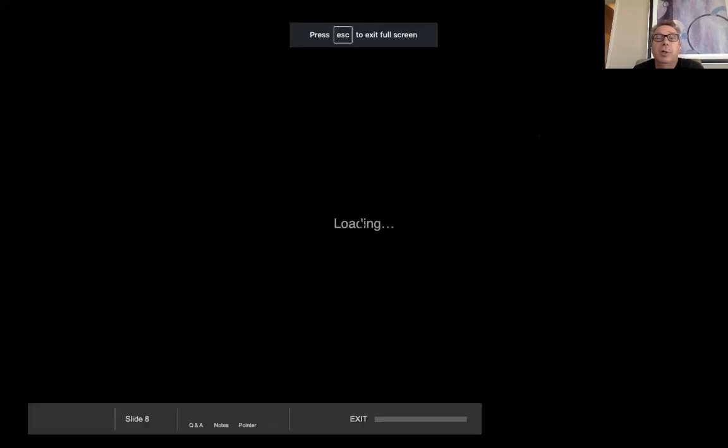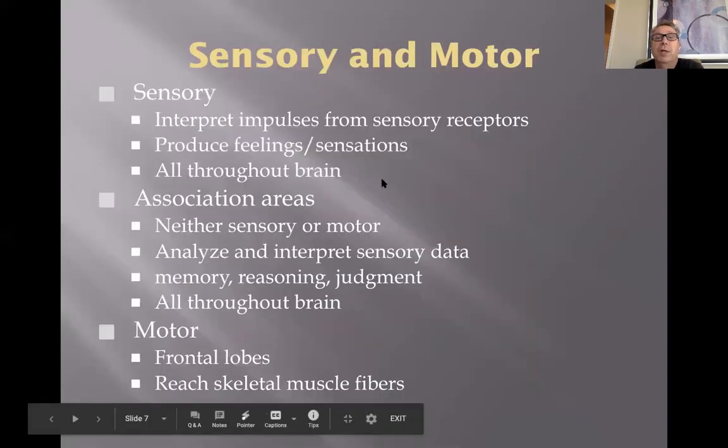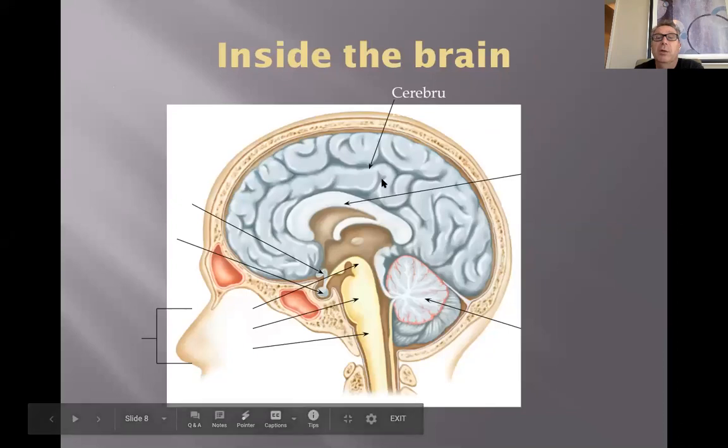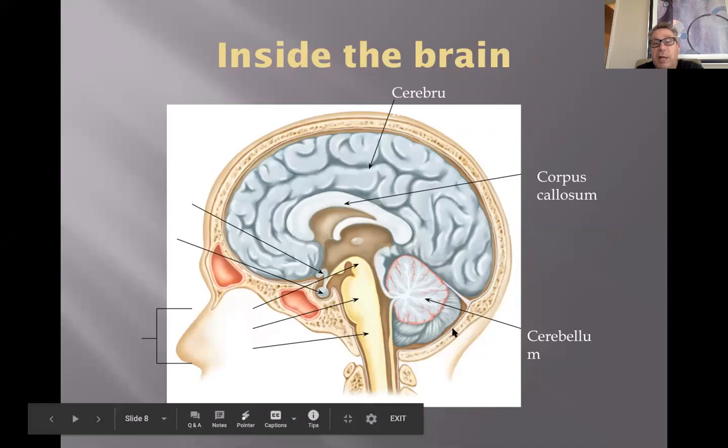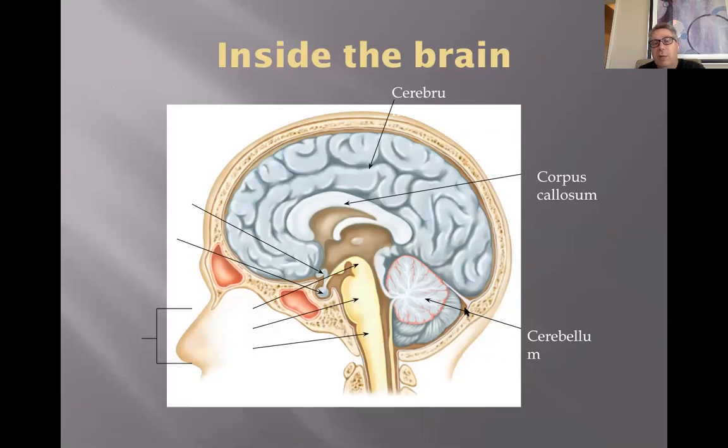So here's the cerebrum, right? Okay, so this is the cerebrum. The corpus callosum, what we talked about, separates the right and left hemispheres. So that would be this part here. The cerebellum is that area on the bottom of the brain that we didn't identify with the lobes.